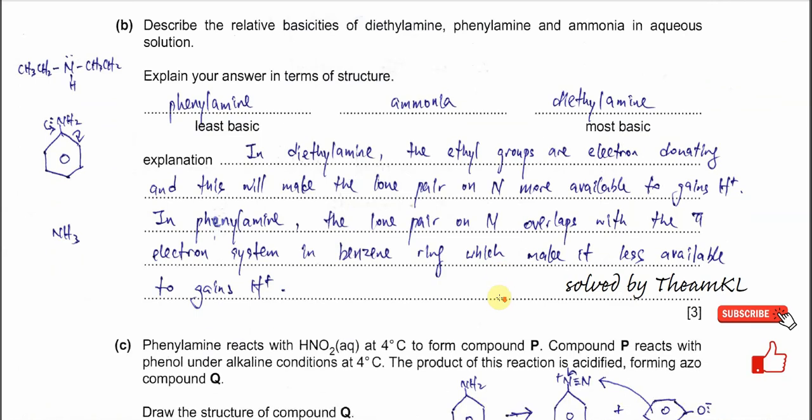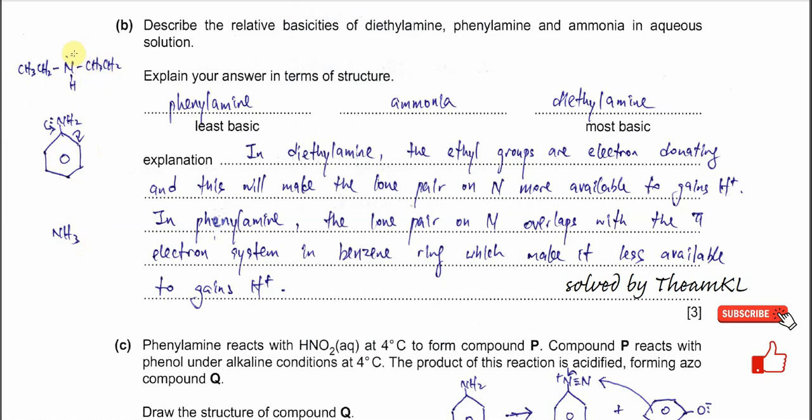For part B, describe the relative basicity of diethylamine, phenylamine, and ammonia in solution. First, you must know the structure of these few compounds. Diethylamine is no issue because of the earlier part. Phenylamine, of course, you must know is one benzene ring with NH2, and ammonia, of course, everyone knows. So let's discuss which one is the most basic.